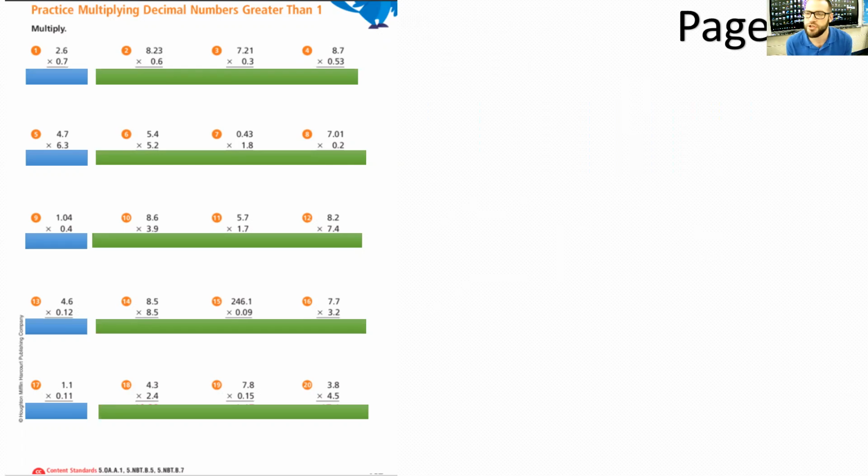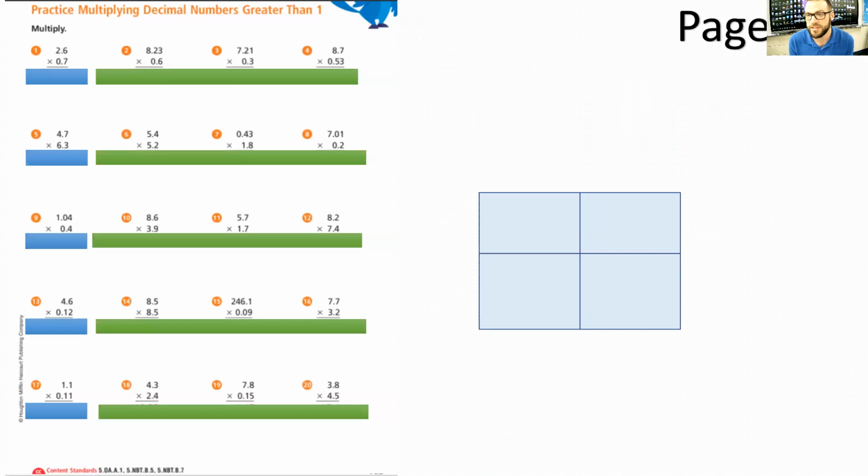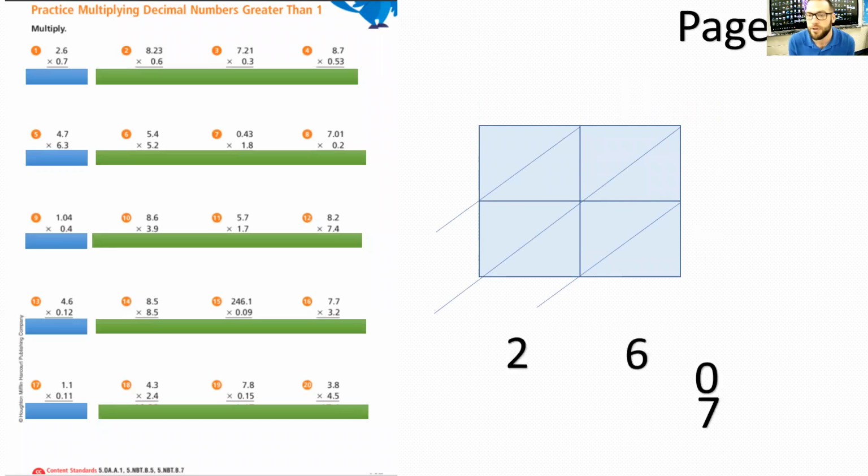I could use traditional or lattice on this one because it's just a single digit number by a double digit. I'm going to choose lattice. So I'm going to take 2.6 and multiply it by 7/10. First thing you do, just ignore the decimals. What would these numbers be without the decimals? Well, 2.6 would be 26, and 0.7 would be 7. So it's 26 times 7 or 26 times 0.7.